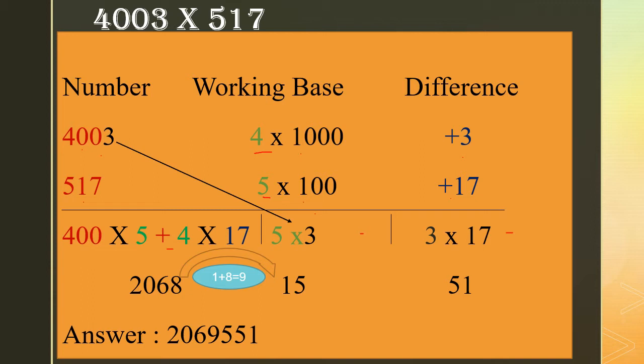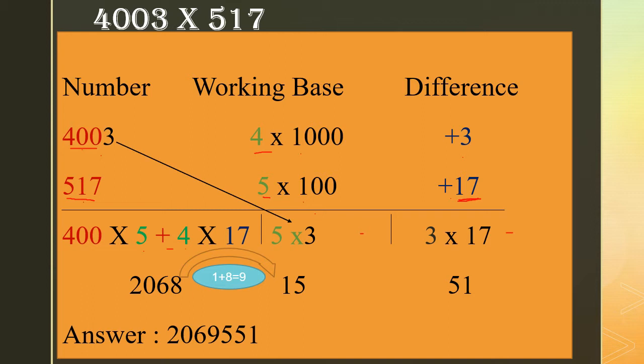Now, what is this change? First, we have to see the number of digits in the smaller number, which is 3 digits. So, we need to extract the first 3 digits of the bigger number, which is 400. Now, we need to multiply 400 by the factor of 517, which is 5. So, 400 times 5. Then we have to take the factor for the big number, and multiply this factor with the difference of the small number, which is 17. So this step we have to consider. Now 400 times 5 and 4 times 17 gives 2068. So this part has 2068.